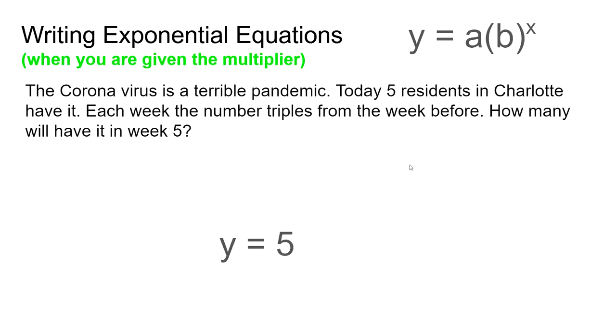And then we have to look for our multiplier. We mentioned that already again. When we're talking about tripling something, we multiply by 3. So that's going to be our multiplier. And then all we got to do is find out how many times we're going to multiply by 3. Well, we look carefully at the problem, and it says that it multiplies every week. And we're going to go 5 weeks. So that means we're going to raise it to the 5th power. So now all we're going to do is do 5 times 3 to the 5th, which is going to end up giving us our answer of 1,215 people having the virus.